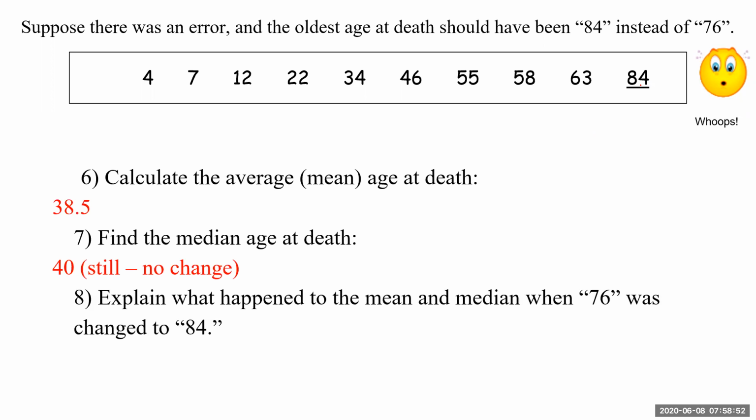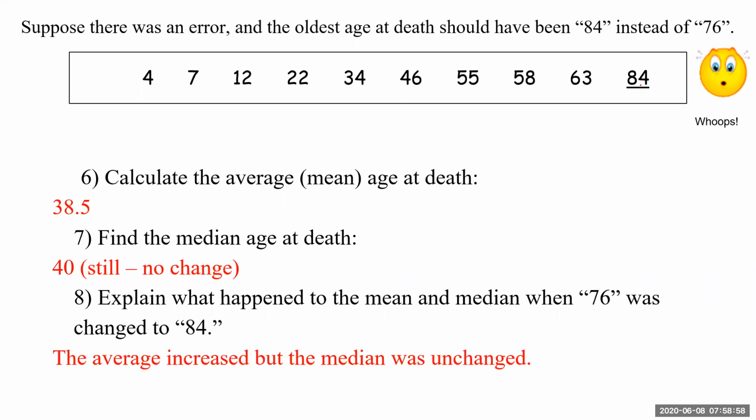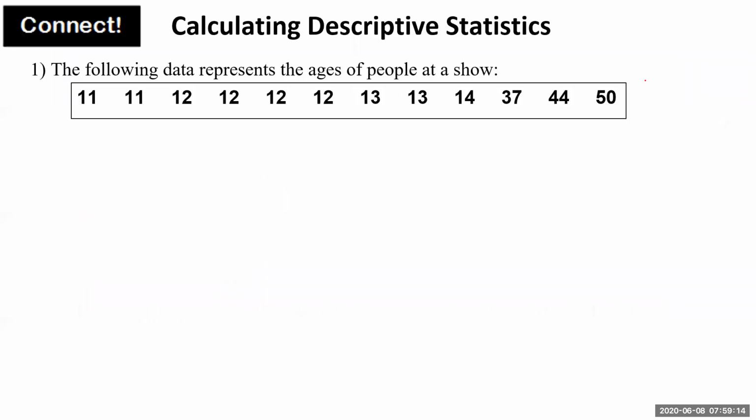All right. Now we want to explain what happened to the mean and median when 76 was changed to 84. And the average increased, but the median was unchanged. Is that okay? Sweet, because the number here before was 76. So that brought it down. Now we increased it, and that increased the mean.